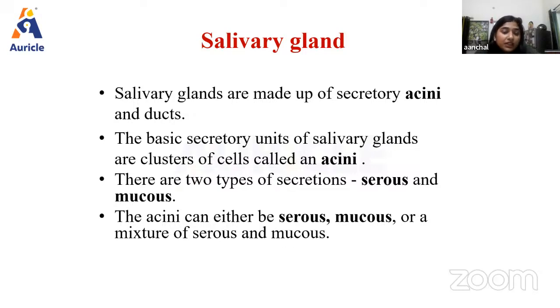There are two types of secretion, basically, the serous one and the mucus one. As the name suggests, the serous one has a thin, watery secretion, and the mucus one will have thick secretions. Then the acini can either be serous or mucus or a mixture of both serous and mucus. The mixture is basically known as a mixed gland.